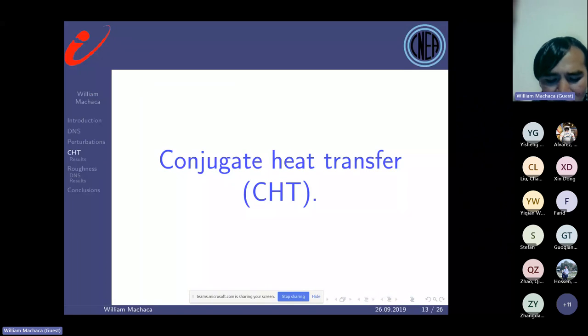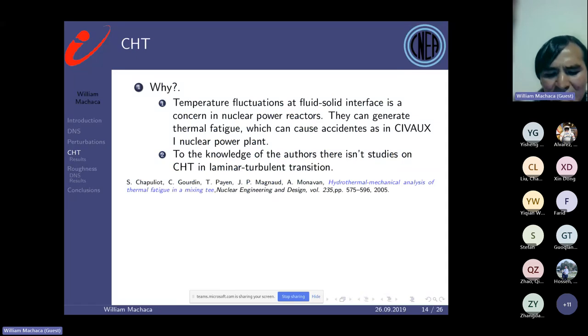After presenting the result of the hydrodynamic field, we decided to show the results of the heat transfer. Well, why do we study the conjugate heat transfer? Well, we know that the temperature fluctuations at fluid solid interface is a concern in nuclear power reactors. These temperature fluctuations can cause stress in the solid field that may generate some cracks, as in Civaux 1 nuclear power plant. Also, to the knowledge of the authors, there isn't a results of conjugate heat transfer in the laminar turbulent transition phenomenon in channel flows in the open literature. For this reason, we decided to study this problem.